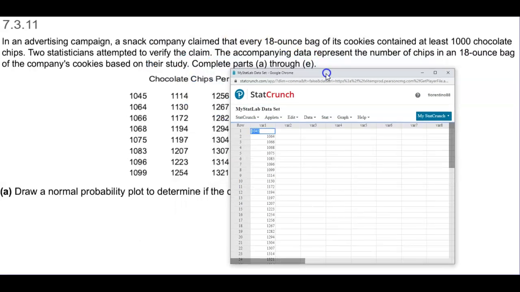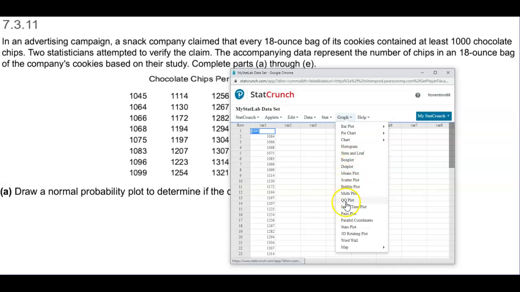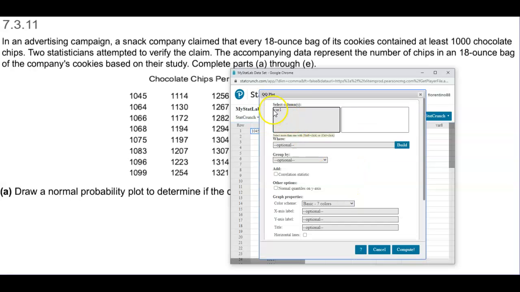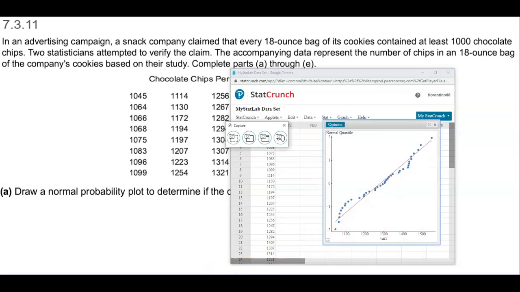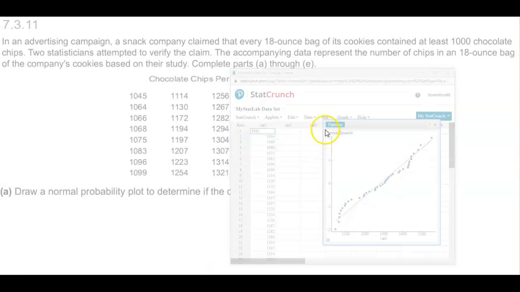So what we want to do is generate a QQ plot. We're going to go to Graph and select QQ plot. We're going to select our column, and then down here, we want the normal quantiles to be on the y-axis, so we select that. We want to make sure that the observed values are on the x-axis, the horizontal axis. So we're going to select Compute, and then I'm going to copy this graph.